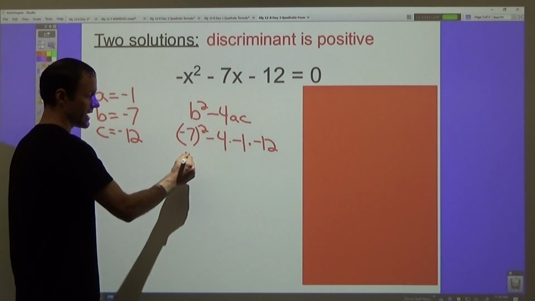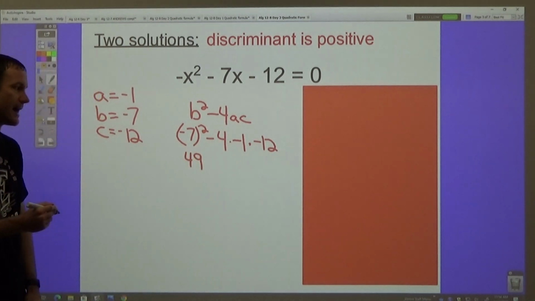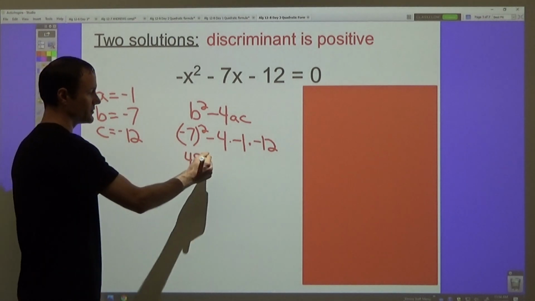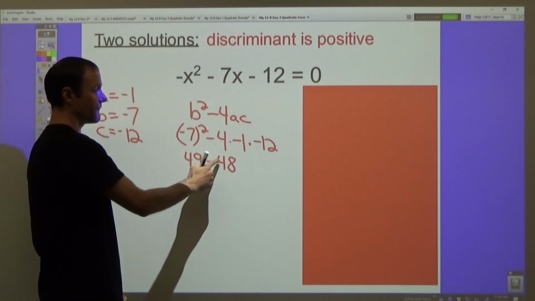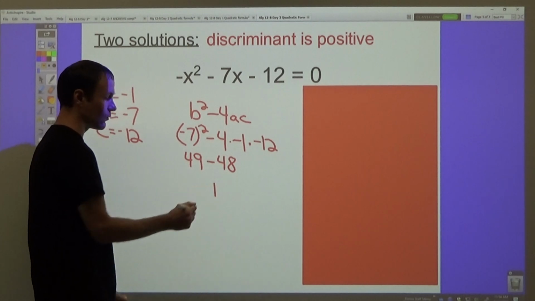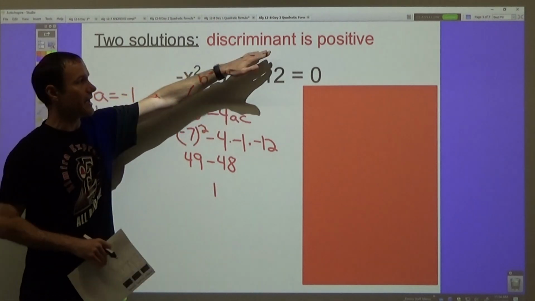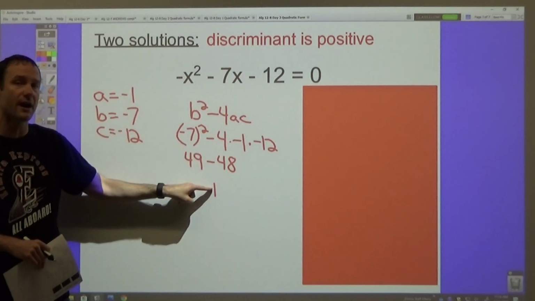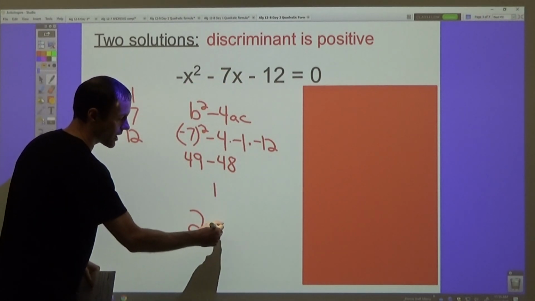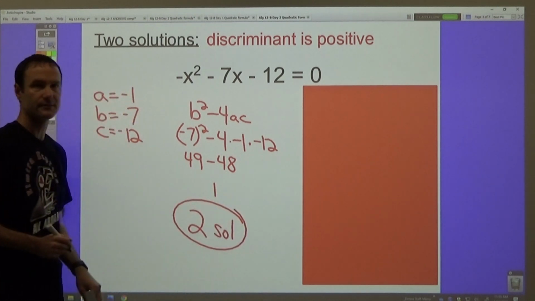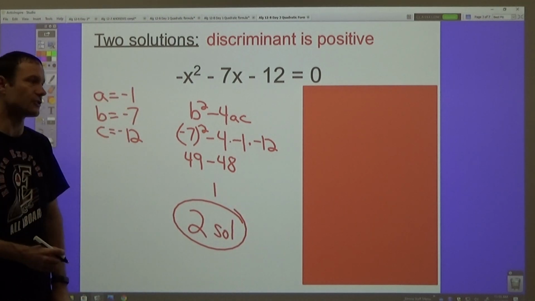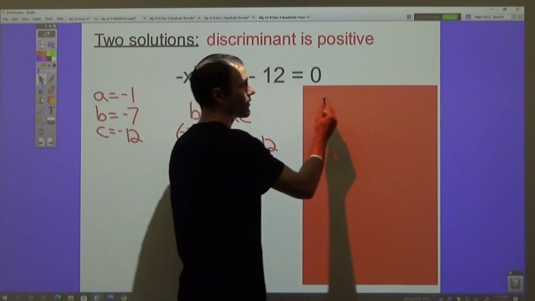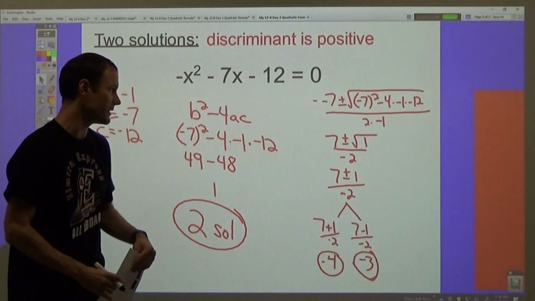Negative 7 squared is negative 7 times negative 7, which is 49. Negative 4 times negative 1 times negative 12 gives you a negative 48. 49 minus 48 is 1. Remember, if your discriminant, which is what we got from b squared minus 4ac, is positive, we got a positive 1 as an answer, that means there are 2 solutions. If there are 2 on your homework, you do then need to go ahead and use the quadratic formula. I have it already done to save a little bit of time.